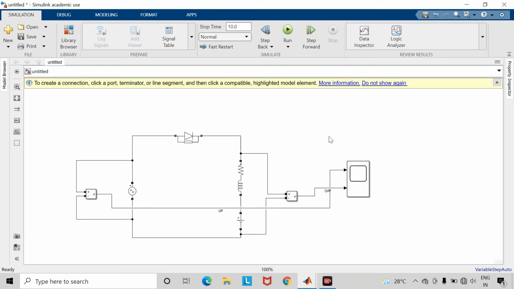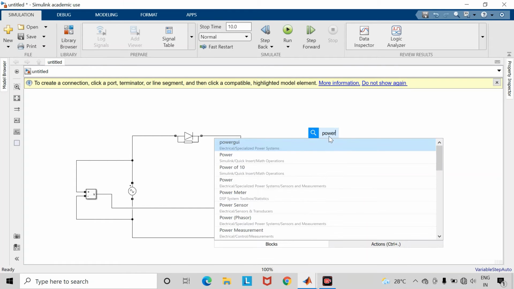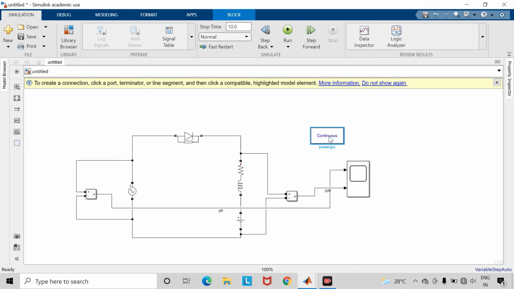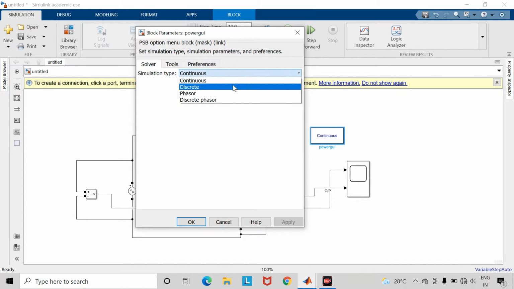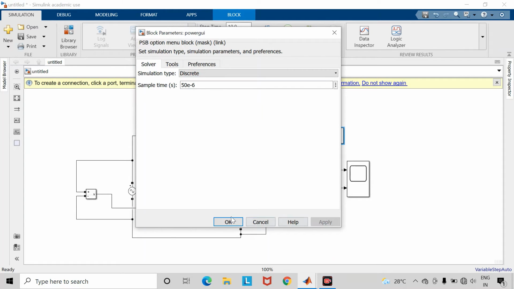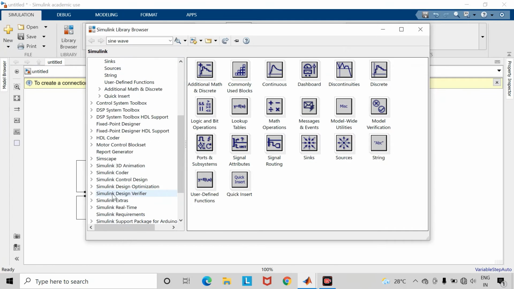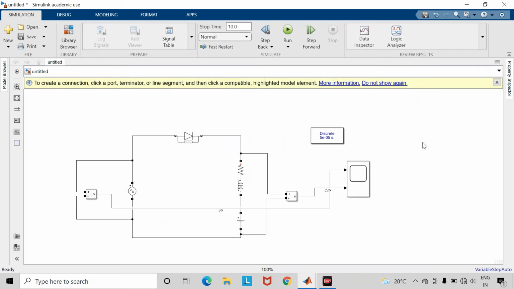Now take the power gui block. Change its simulation type to discrete. So this power gui is required if we are using components present in this Simscape library. If we are using in our simulation any of the components present from this Simscape library, then this block is required.